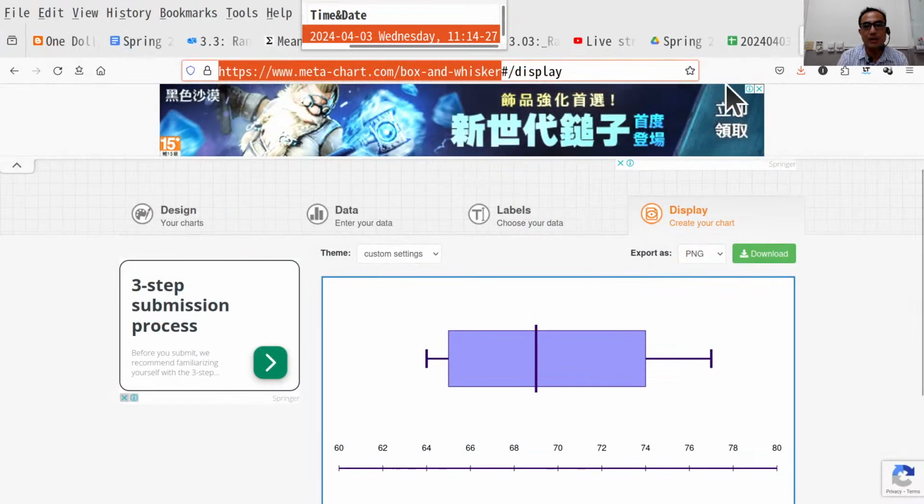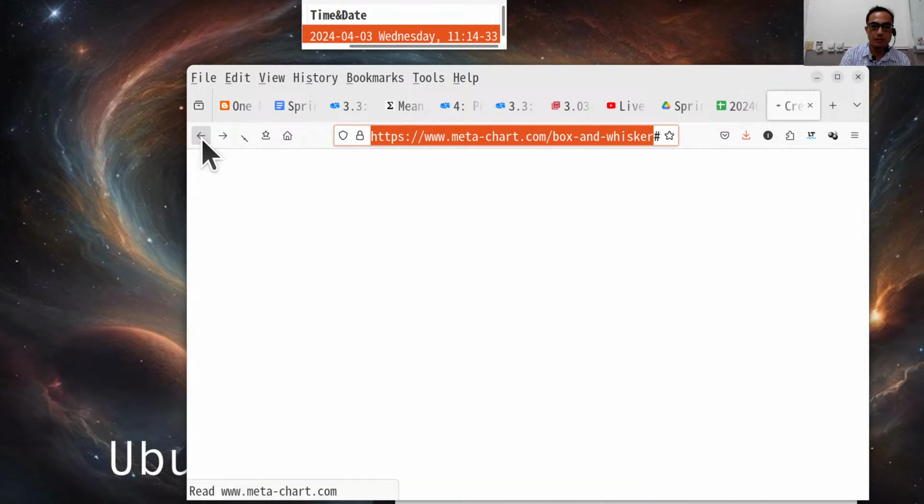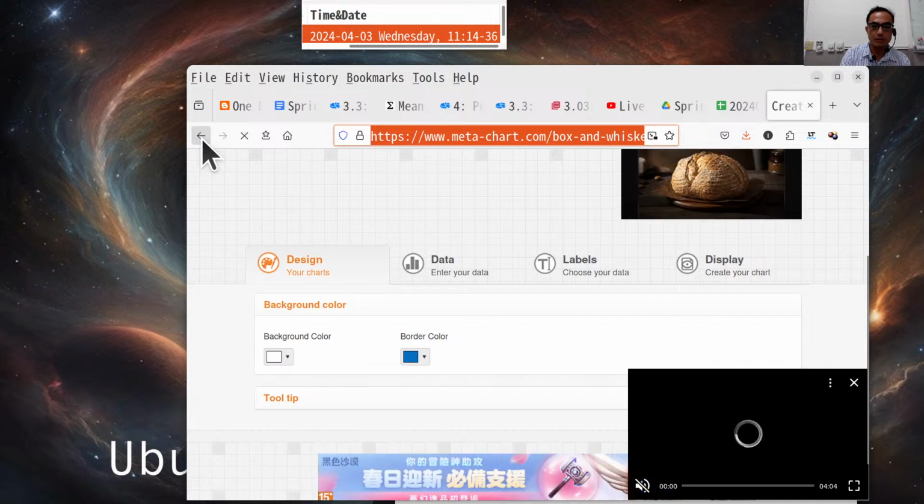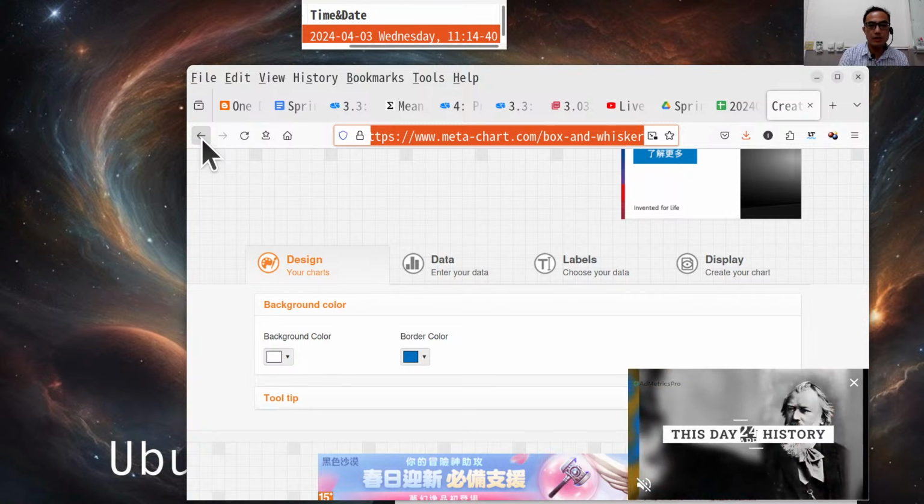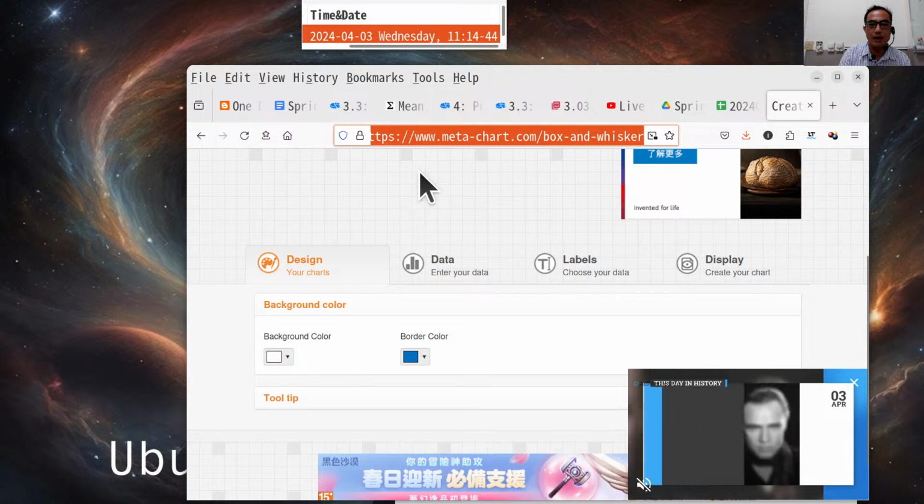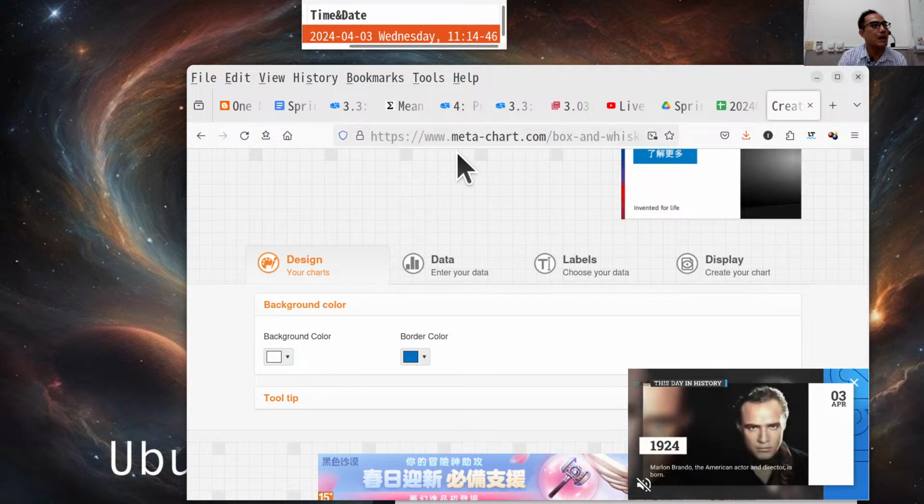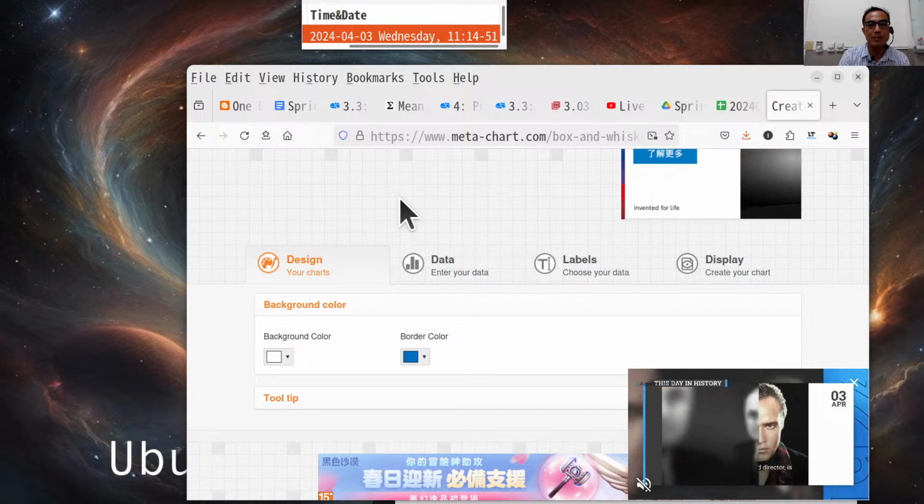I just copy and paste this website to you. I just search it. Because the Google spreadsheet has no this kind of function, I searched for a box plot online application. I got this website, and I just copy and paste it to you.